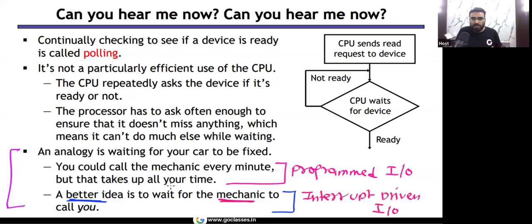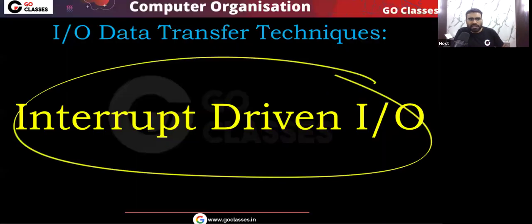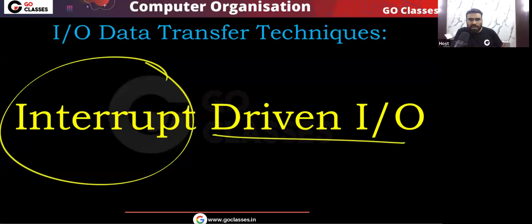Okay, but notice one thing. In this method, what will happen? The mechanic will call you when the car is ready. So during this time, what can you do? You can do some other task. Yes or no? You can execute some other program. You can do some other useful work. So this is called interrupt driven IO. This is our next topic, that is interrupt driven IO.